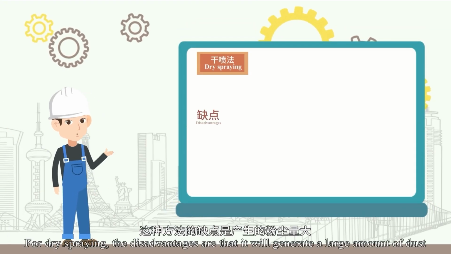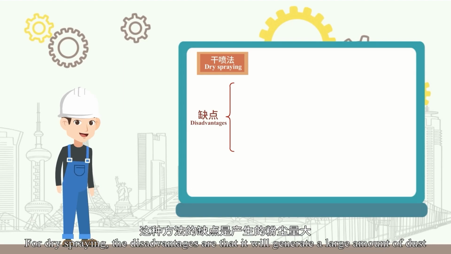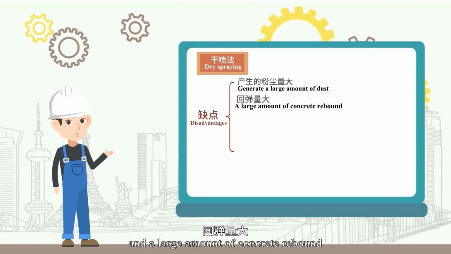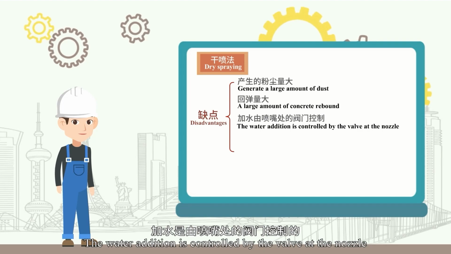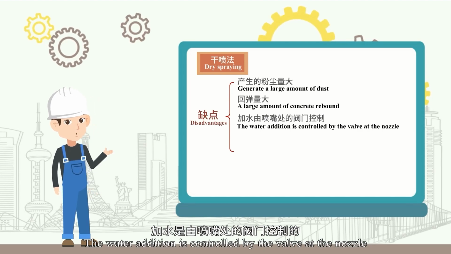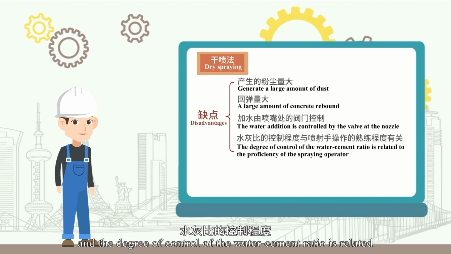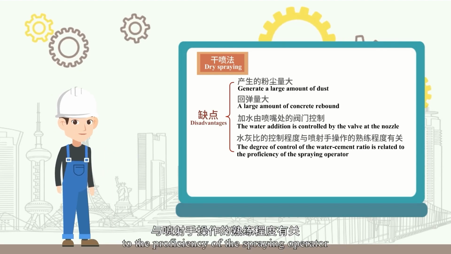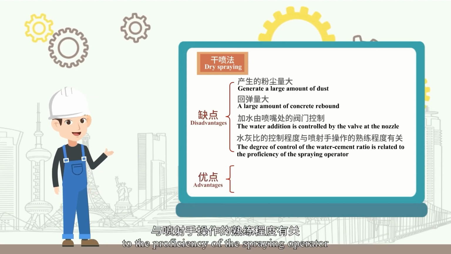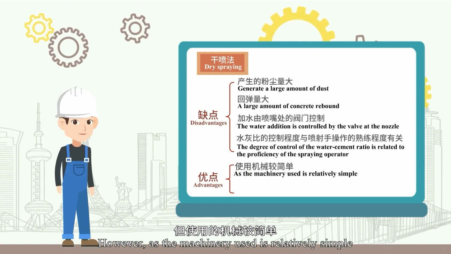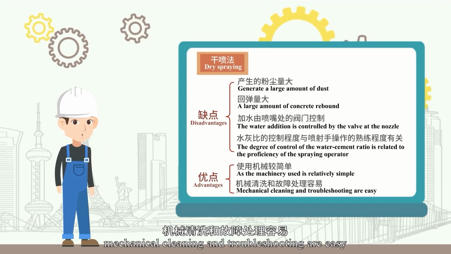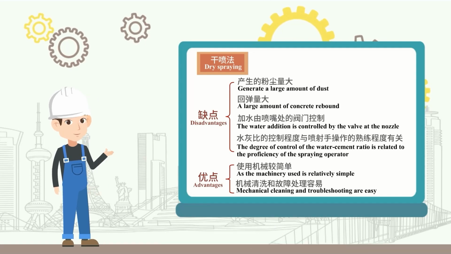For dry spraying, the disadvantages are that it will generate a large amount of dust and a large amount of concrete rebound. The water addition is controlled by the valve at the nozzle, and the degree of control of the water-cement ratio is related to the proficiency of the spraying operator. However, as the machinery used is relatively simple, mechanical cleaning and troubleshooting are easy.